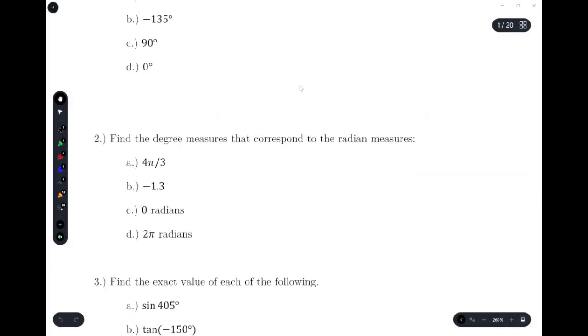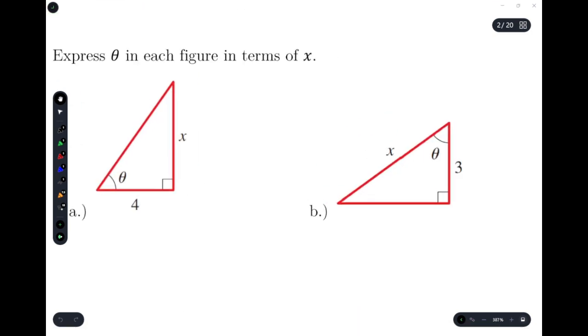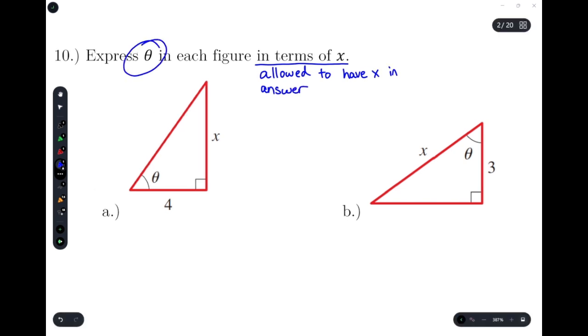For number 2, I don't understand what it means by "in terms of x." For number 10 on the review, yeah. In terms of x just means you're allowed to have x in your answer. Right? Is it the same for theta? No, because it doesn't say in terms of theta. The top one, number 5? Oh, if it says in terms of theta. I thought you were talking about that theta right there.